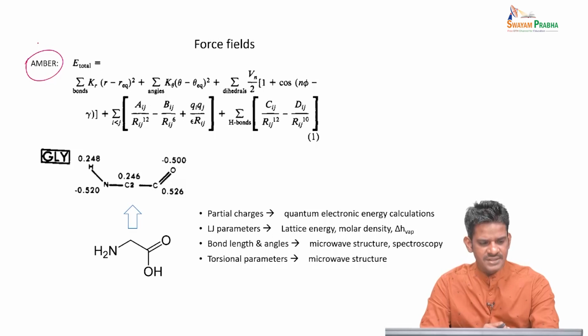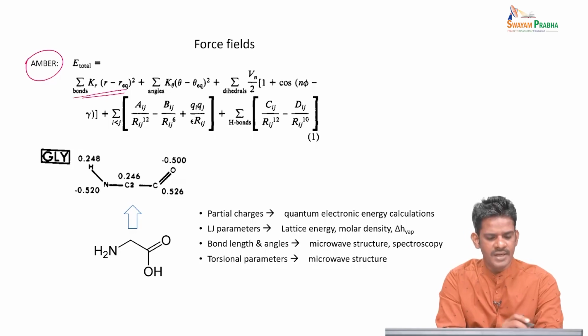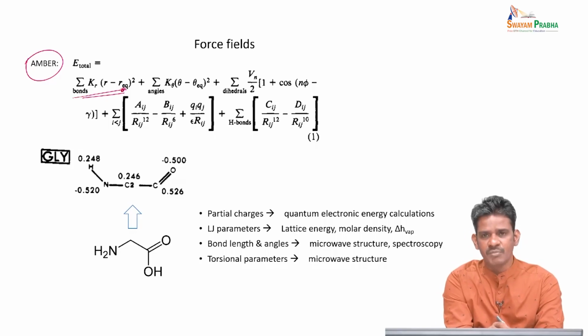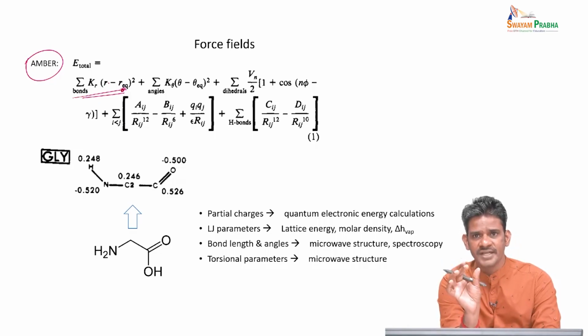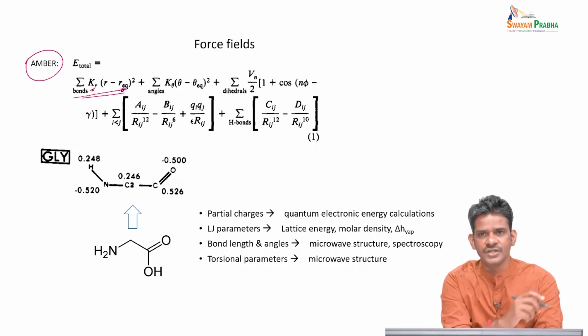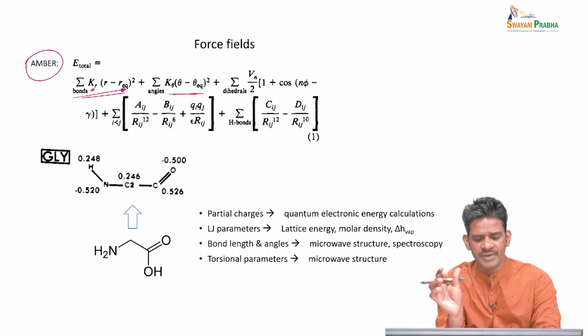For example, in the Amber force field, all the bonds are represented by harmonic bonds. There is an equilibrium bond length defined for every bond in the system, and anytime the bond contracts or expands, there is a penalty in energy. So those are bond energies. Similarly, the bond angles are also allowed to fluctuate about an equilibrium angle. It also takes a harmonic form.